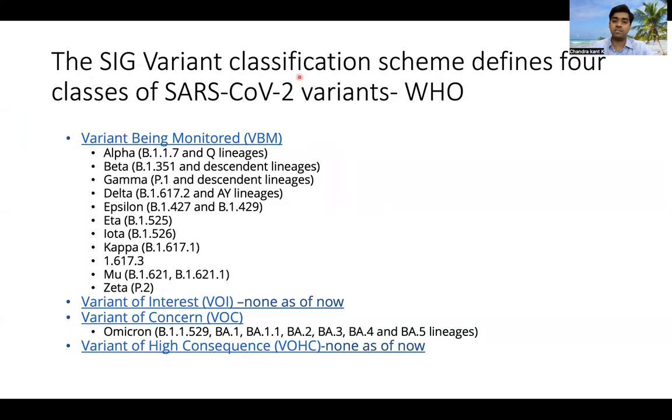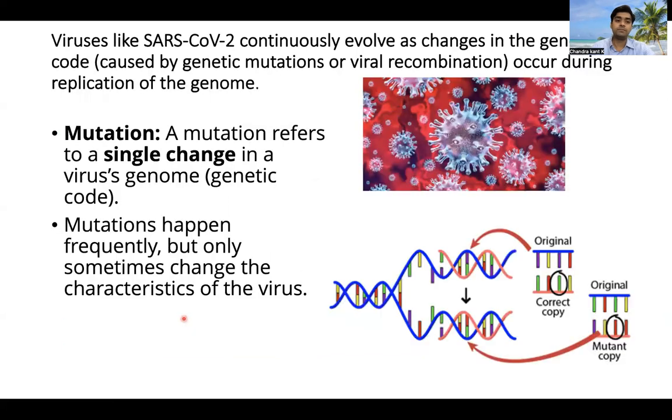The variant classification is given by the World Health Organization. They have classified variants as variant being monitored, variant of interest, variant of concern, and variant of high consequence. Now, we don't have any variants of interest or variants of high consequence. We have the variants being monitored, that is, the previous coronaviruses that have caused infection, and they are replaced by the subsequent variants. Now, the variant of concern is Omicron. Last year, the variant of concern was Delta.